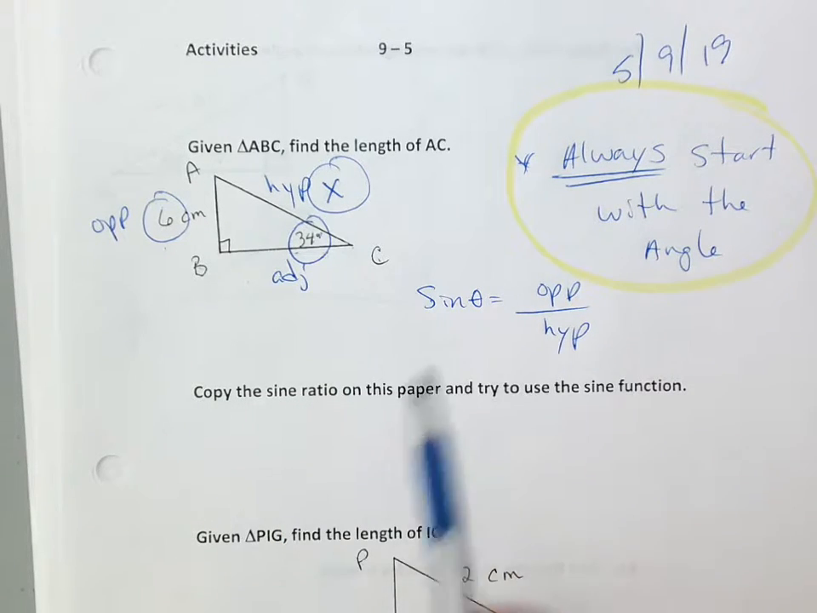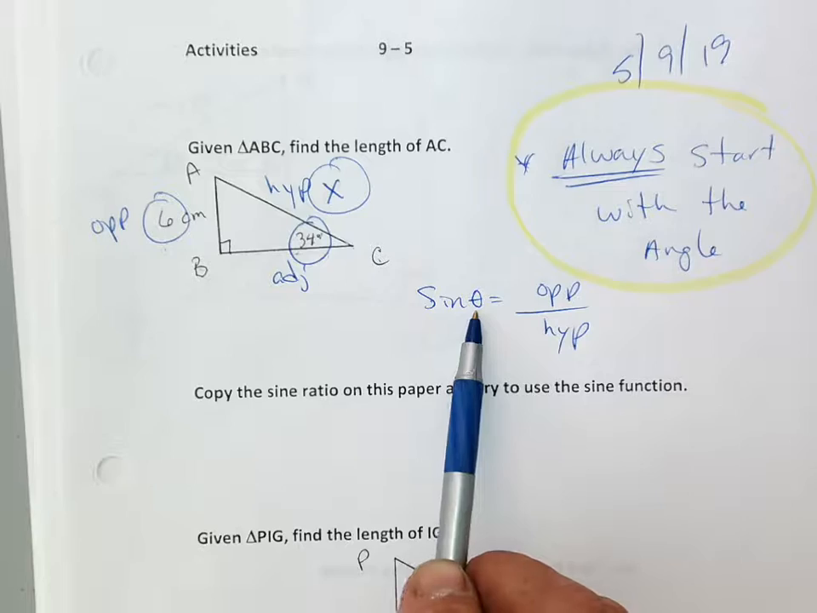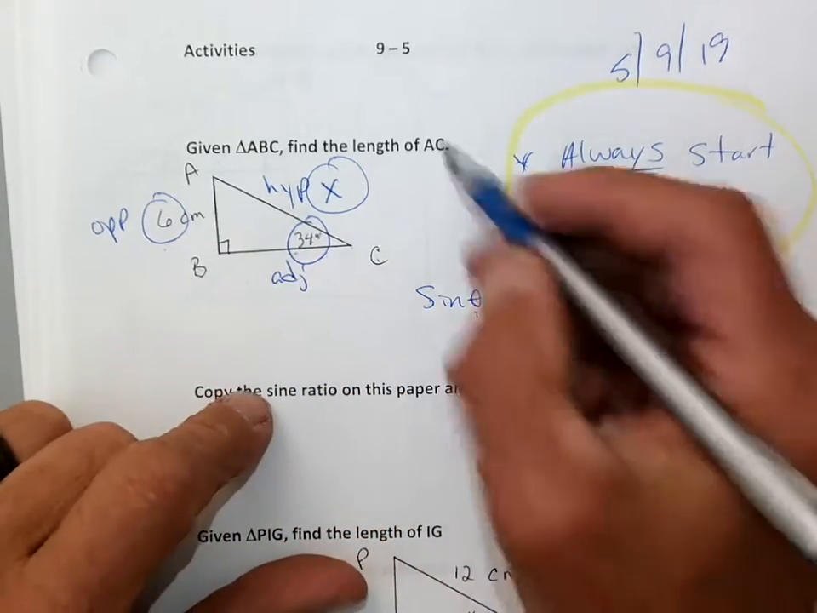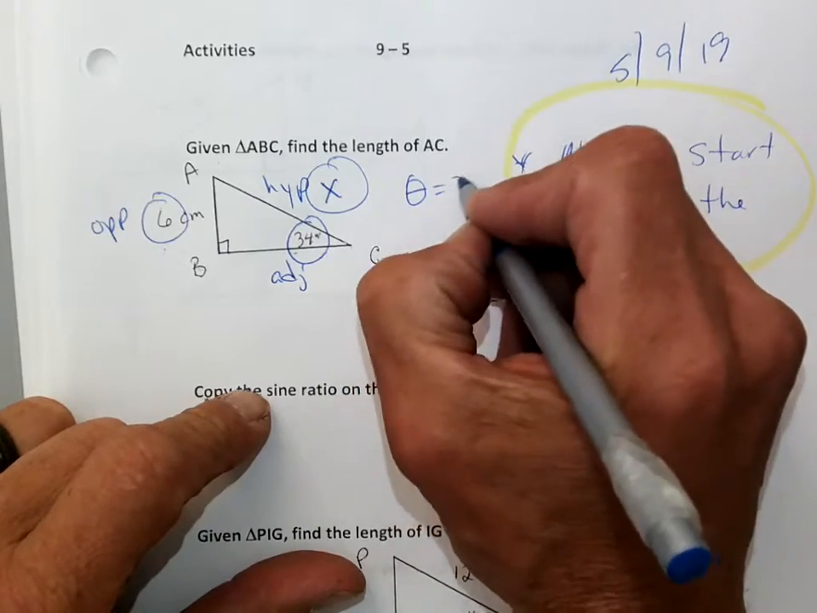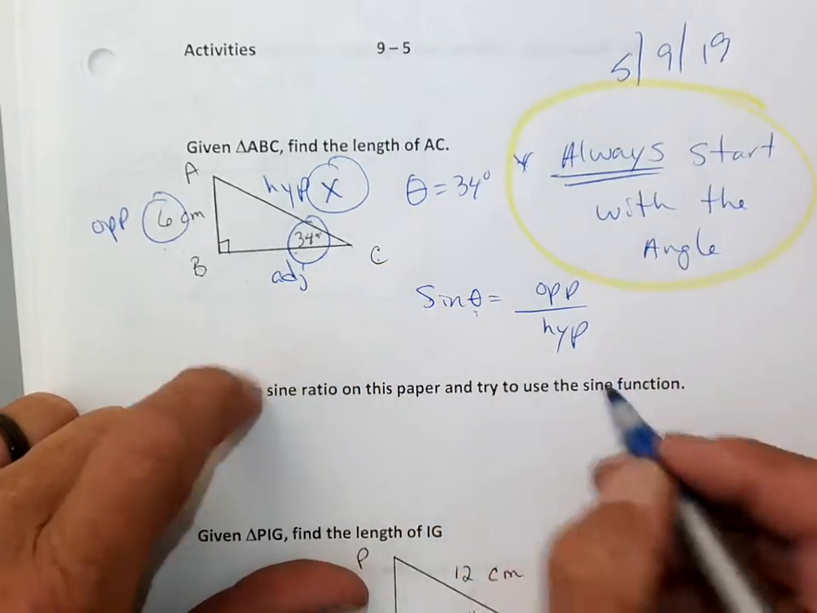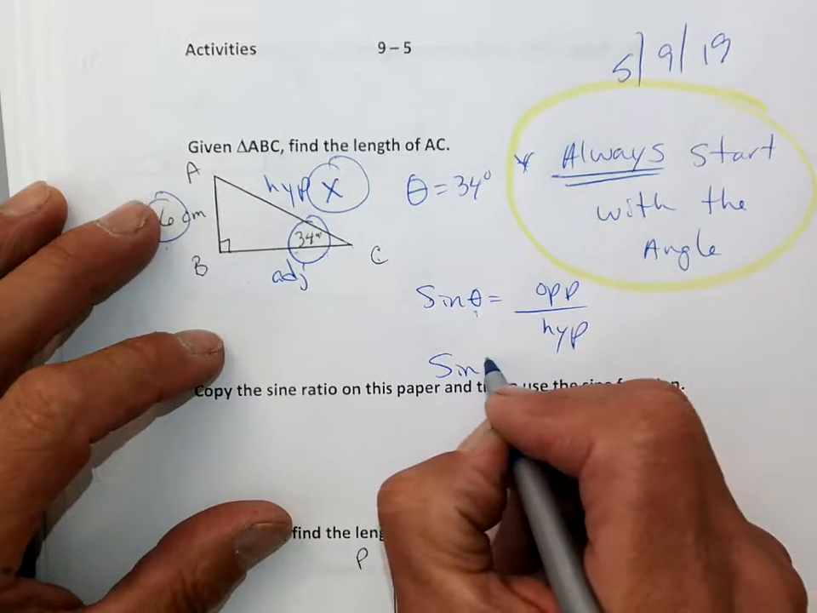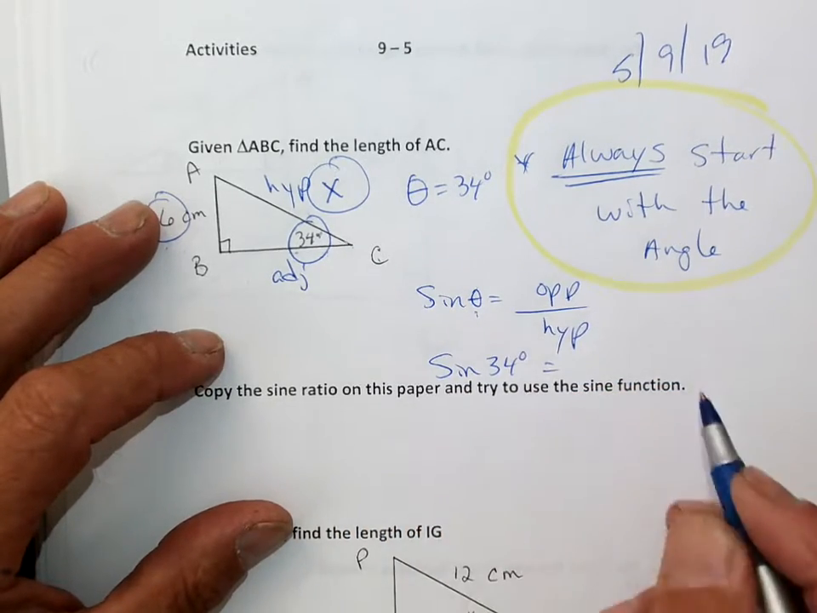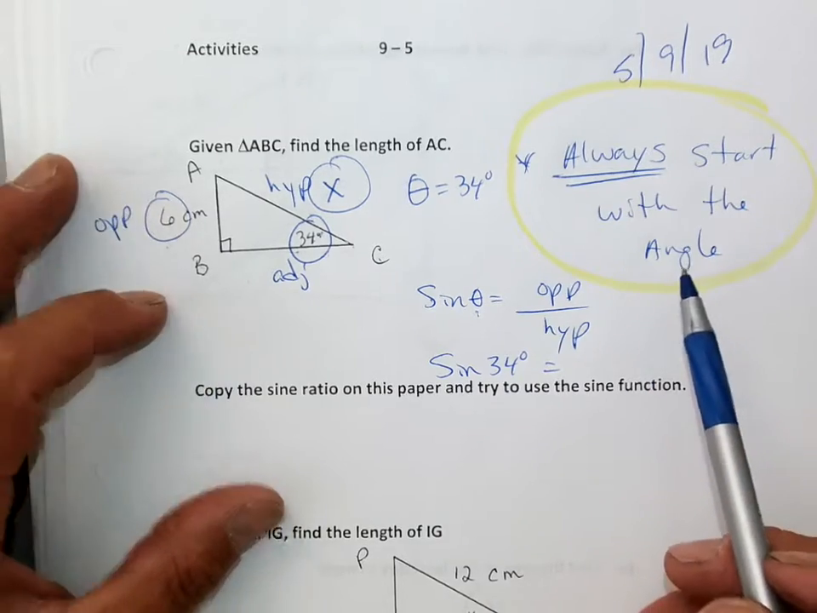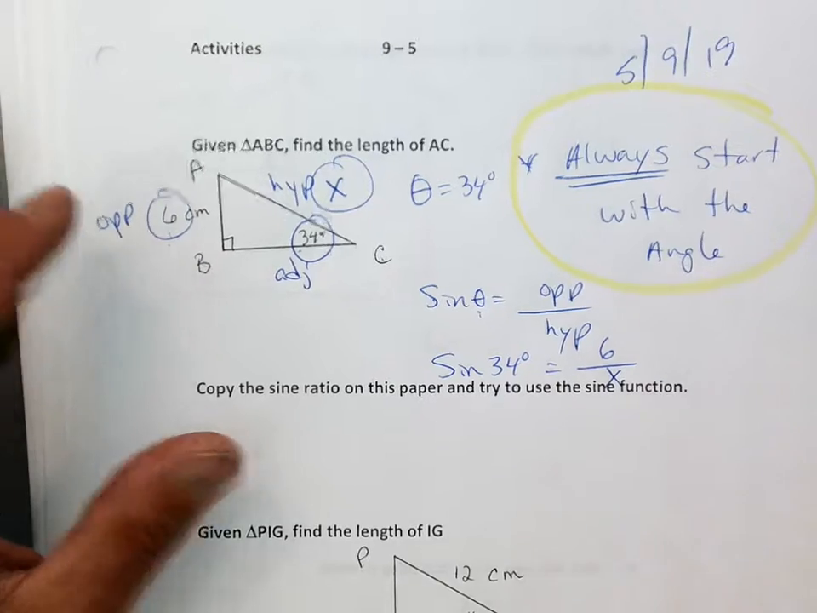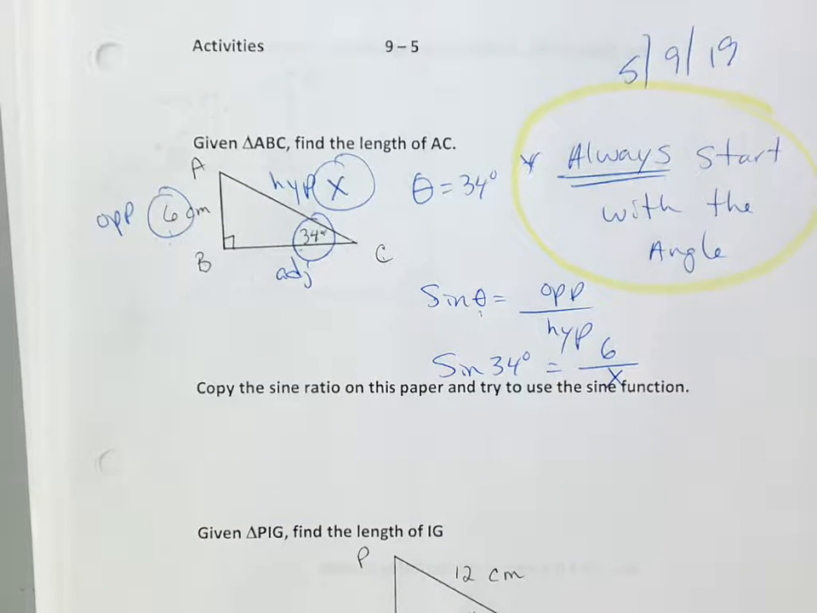So let's go through this. This little symbol means angle, right? So instead of writing theta, I write 34, because theta is my angle, which is 34 degrees. So let's rewrite this as sine of 34 degrees equals, and the ratio says it's the opposite, which is 6, over the hypotenuse, which we don't know. We call it X.